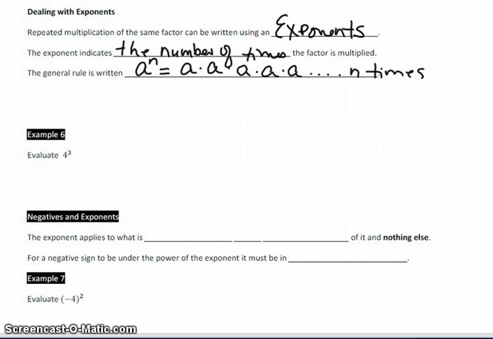So if we look at our first example, which is example 6, we're going to evaluate 4 to the third. My factor or base is 4, and my exponent is 3. This tells me that the base of 4 is multiplied by itself 3 times. So I have 4 times 4 times 4. That's 16 times 4, which is 64. So 4 to the third power is equal to 64.